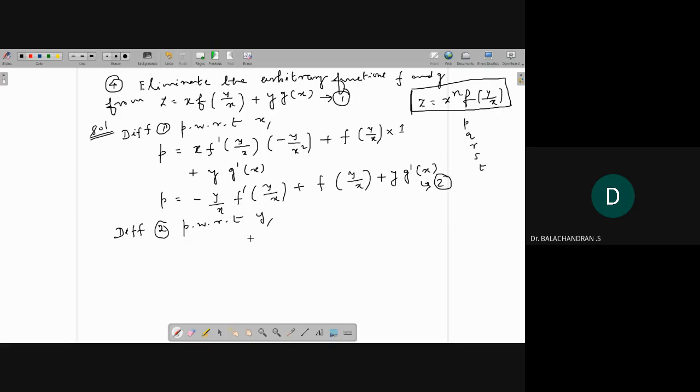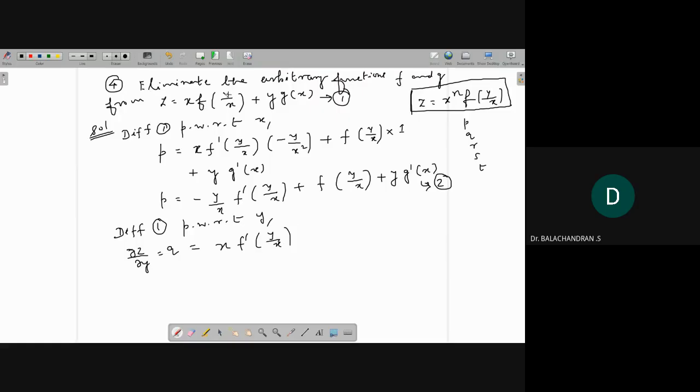So if you differentiate equation 1, not 2, partially with respect to y, we get dou z by dou y equal to q. Here we have x times a function of y by x, so x into f dash of y by x.